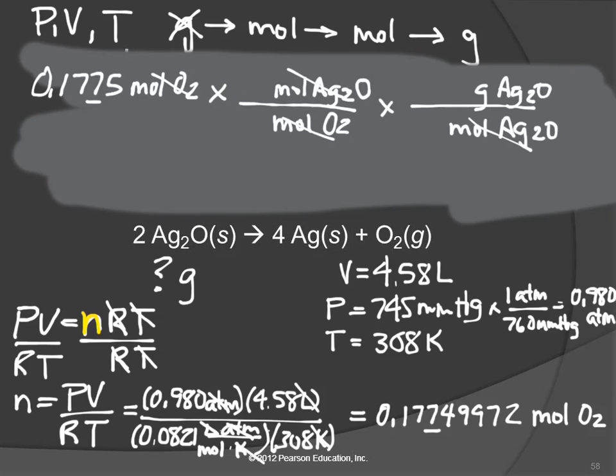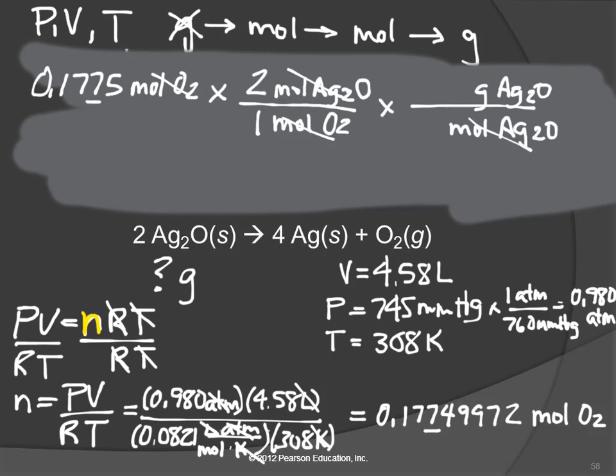What goes in this spot right here? A 2. Because we look at the equation, this is where we get our mole ratios. 2 moles of Ag2O will make 1 mole of oxygen. So it's 2 moles of Ag2O for every 1 mole of oxygen. How do we find the number that goes over here?